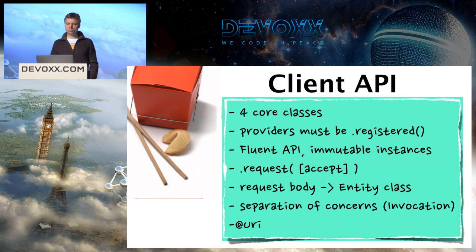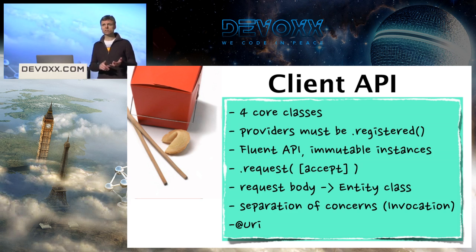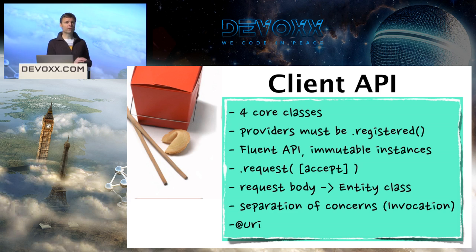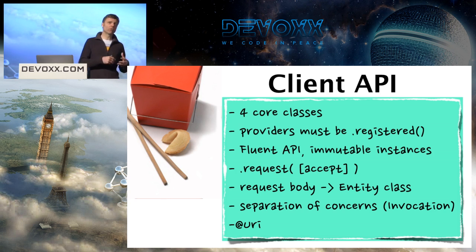So summing up the client API, we have 4 core new classes. That's client, web target, invocation builder, and invocation. If you want providers to be invoked, they must be registered. This is not a change to the proprietary APIs that exist so far. We have a fluent API, which on each invocation creates new objects. So you get immutable objects; invocation, invocation builder and web target are all immutable.